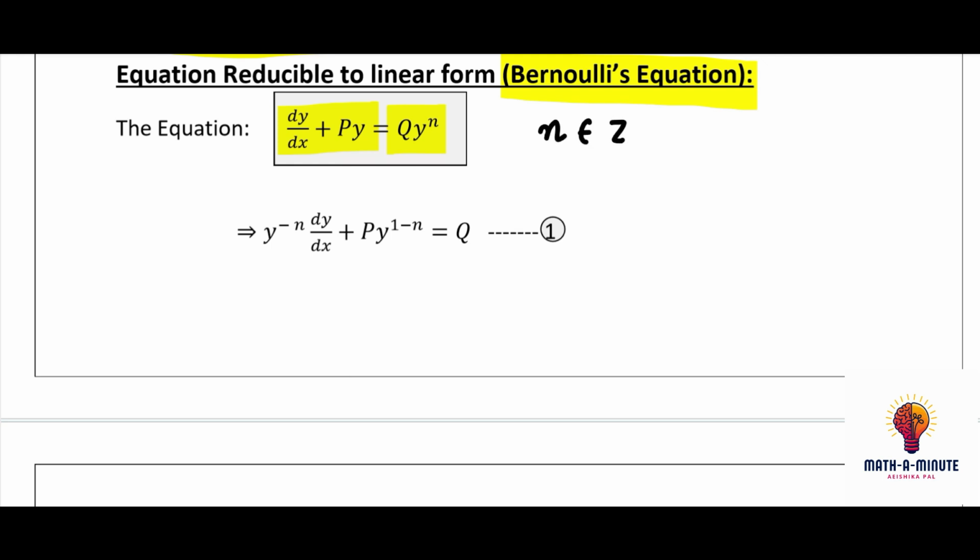n belongs to Z, and we already discussed that P and Q are functions of x, or they can be constants also. So we can rewrite this equation in the form of y^(-n) dy/dx + P y^(1-n) = Q. This is our equation 1.